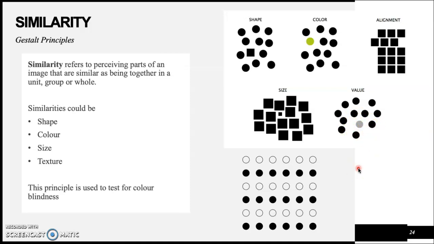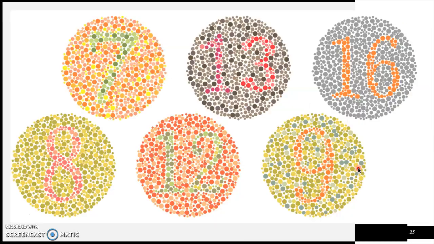And we actually use this to test for colour blindness. So you might have seen something like this. So the dots are slightly different colours, but all the same shape. So those who are colourblind won't be able to identify the number. It all just looks the same.